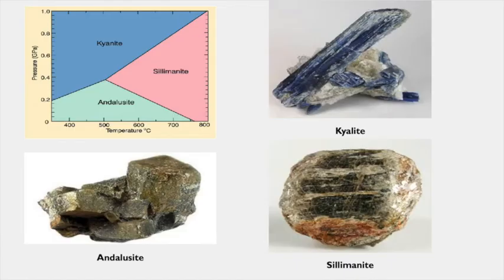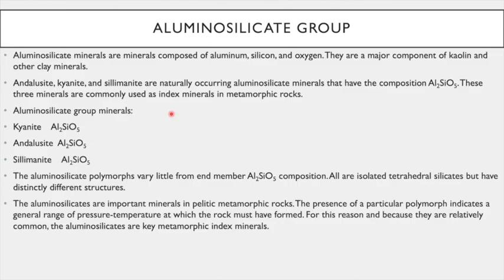Let me show you a diagram here. You can see this is a phase diagram of kyanite, andalusite, and sillimanite. All three minerals of the aluminosilicate group. The aluminosilicate polymorphs vary very little from the end member aluminosilicate composition, which is sillimanite. So there is only a slight variation in the composition.